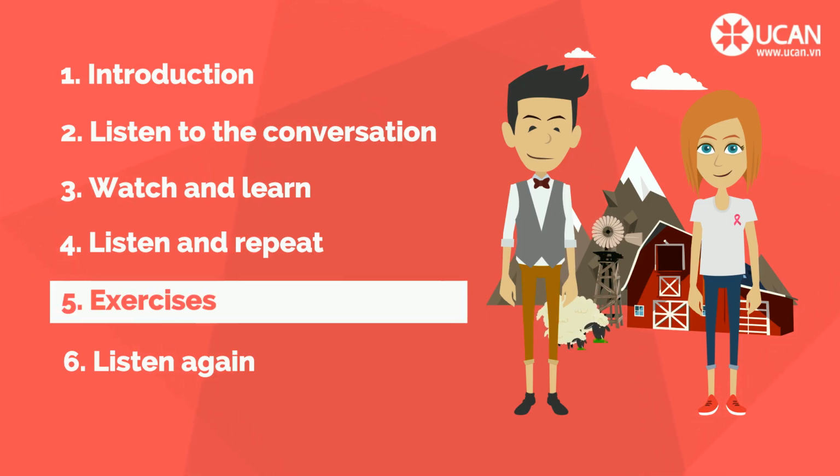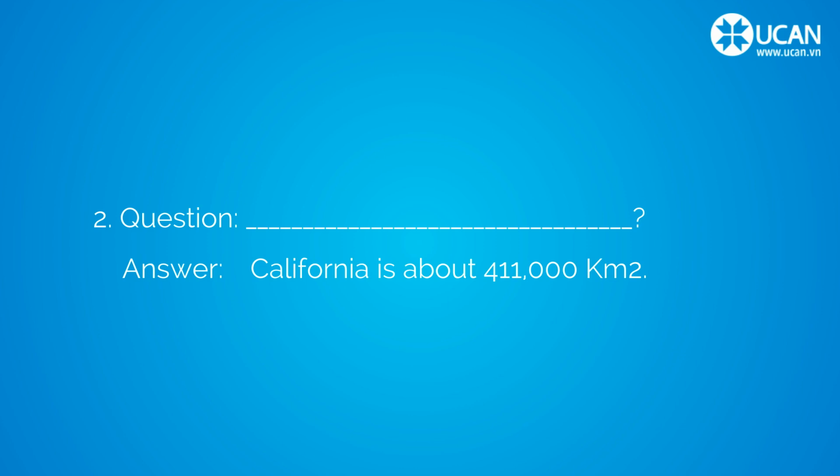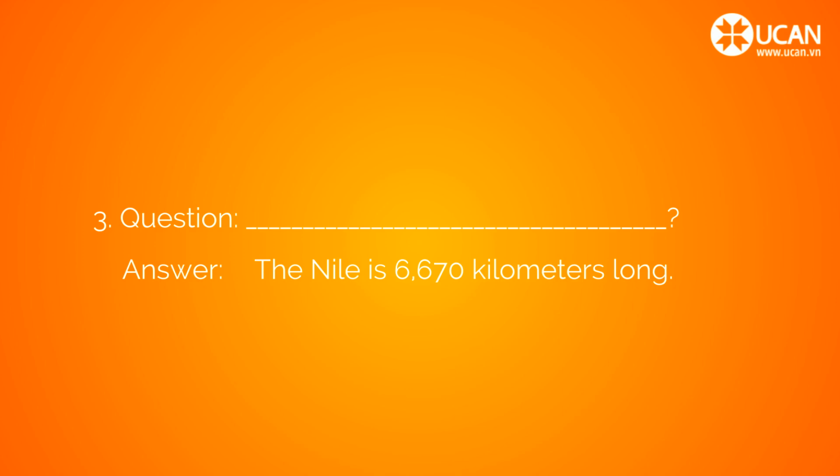Number 5. Exercises. How high is Angel Falls? Angel Falls is 979 meters high. How big is California? California is about 411,000 square kilometers. How long is the Nile? The Nile is 6,670 kilometers long.